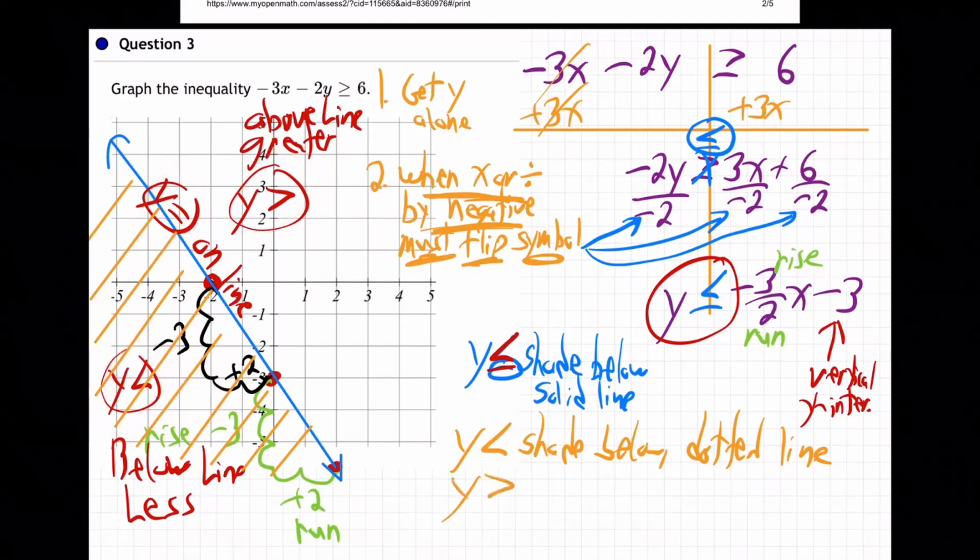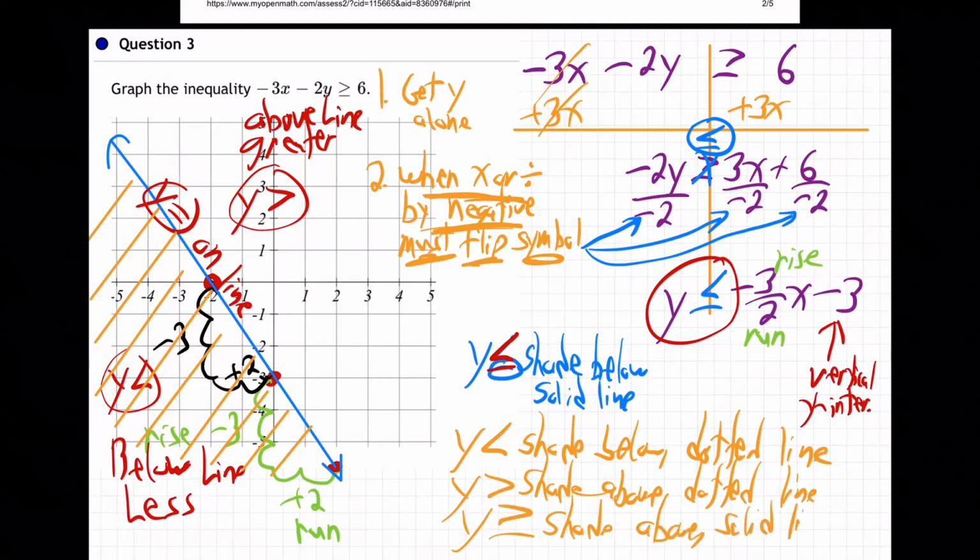If you had y greater, then you would shade above because greater is above, and again have a dotted line because you don't want the equals. If you had y greater than or equal, that would be shade above because greater is above, and a solid line because you have the equals in that case. So that's how we determine it.